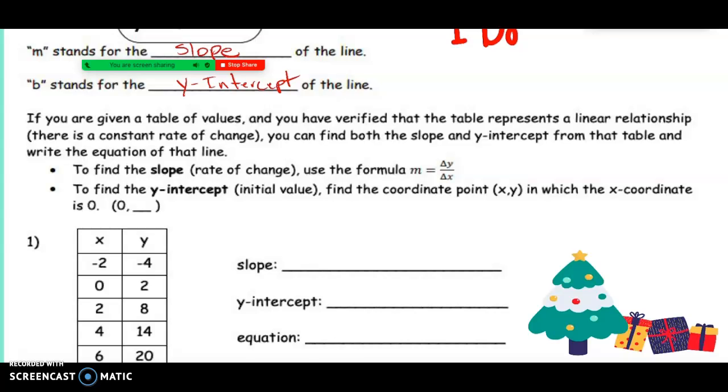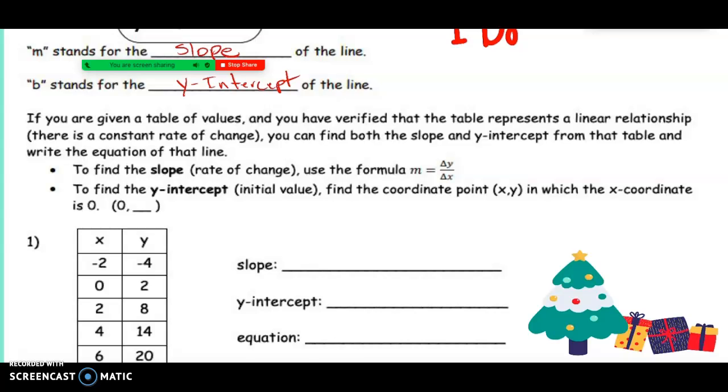To find slope, rate of change, use the formula where m is equal to the change in y divided by the change in x. To find the y-intercept, the initial value or the starting point, find the coordinate point (x, y) in which the x coordinate is equal to 0.